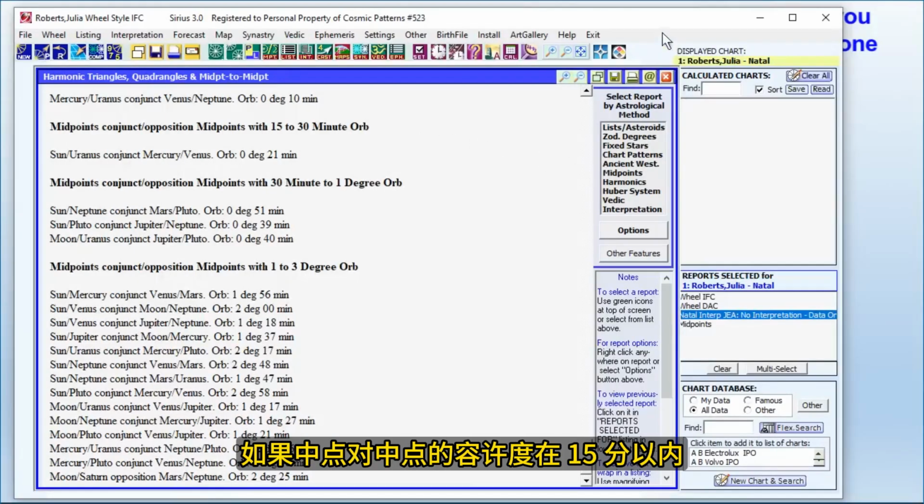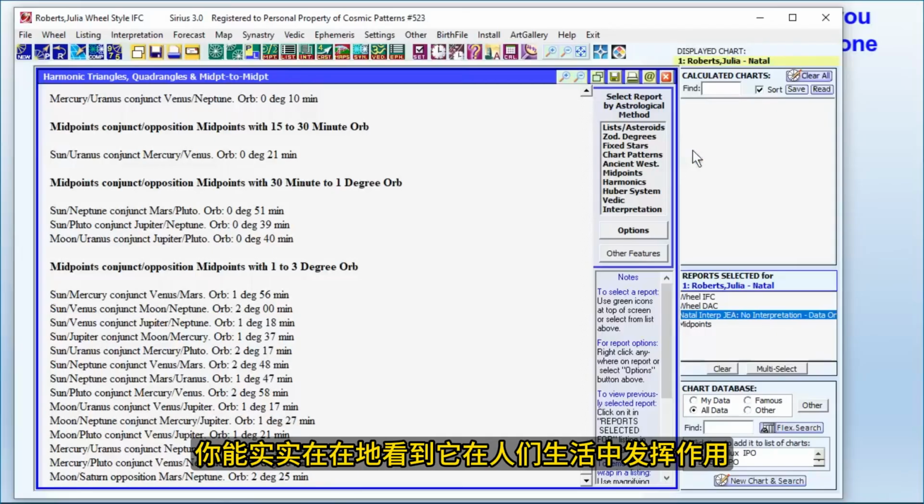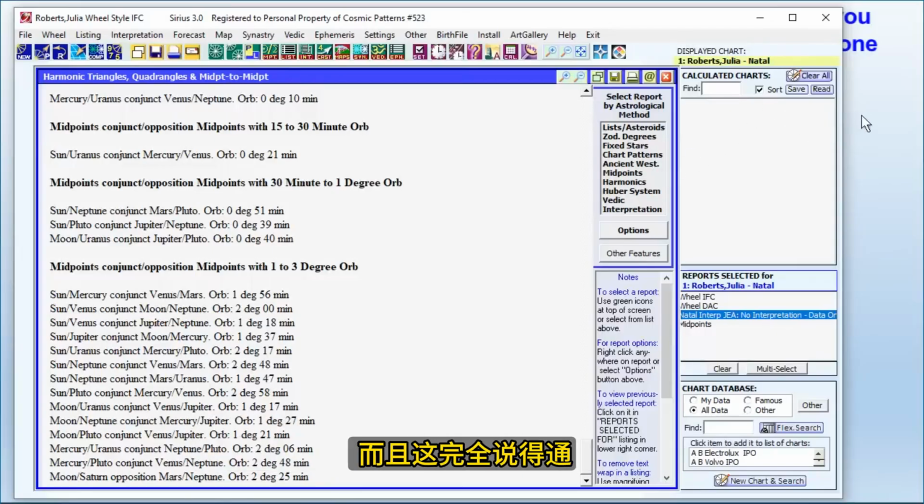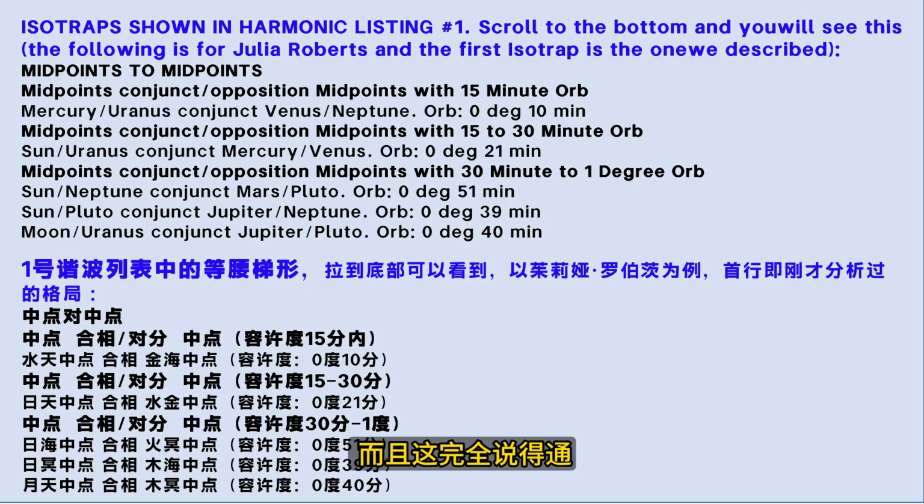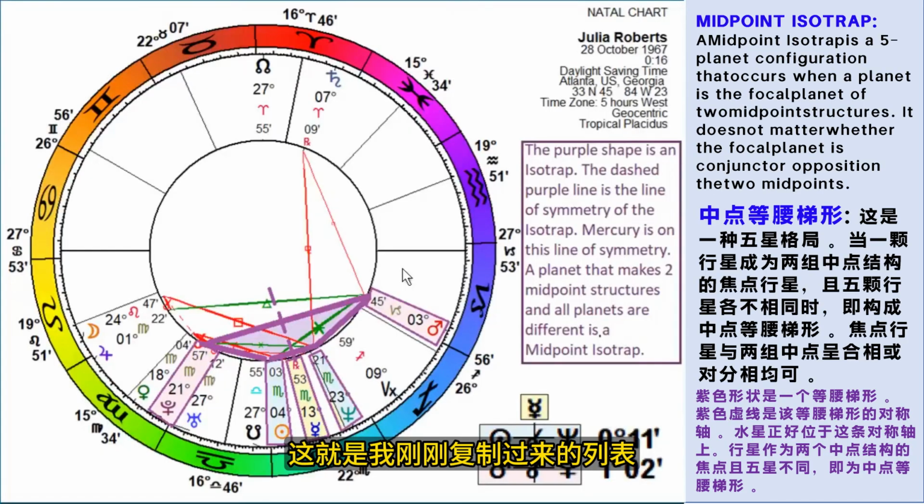You're under 15-minute orb with the midpoint to midpoint, it's there. And it's clear, and you can see it working clearly in people's lives. And it makes sense, as it does for Julia Roberts. So there's the listing. I just copied and pasted it here that you will see. So that's how you find the isotraps.